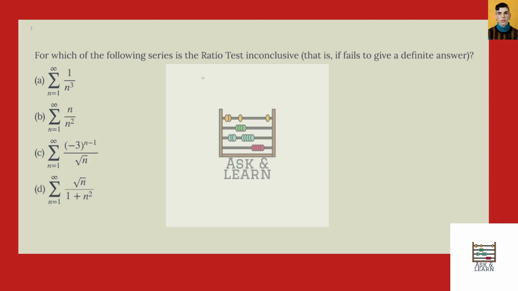For each of these series, let's determine whether the ratio test is inconclusive. So for part A, let's look at this one first. This will be our a_n. So we'd like to look at the limit as n goes to infinity, absolute value, a_(n+1) over a_n.